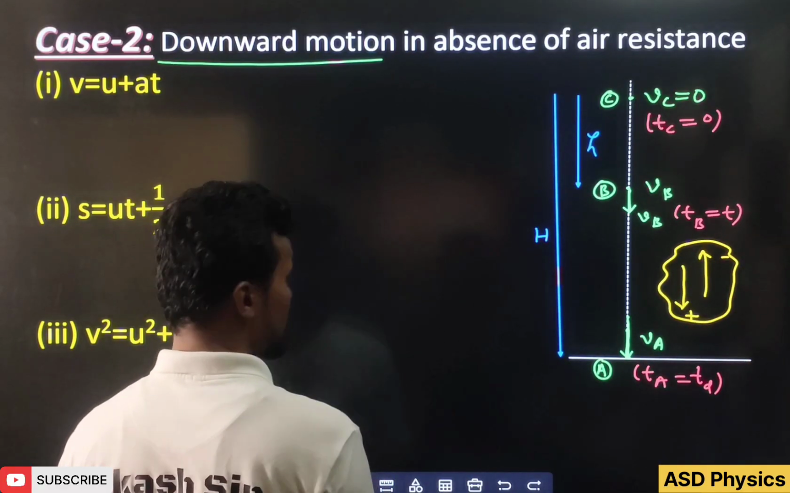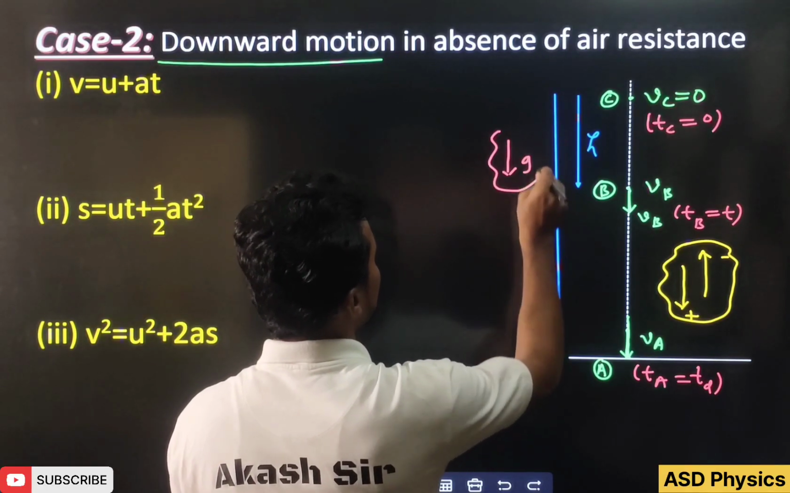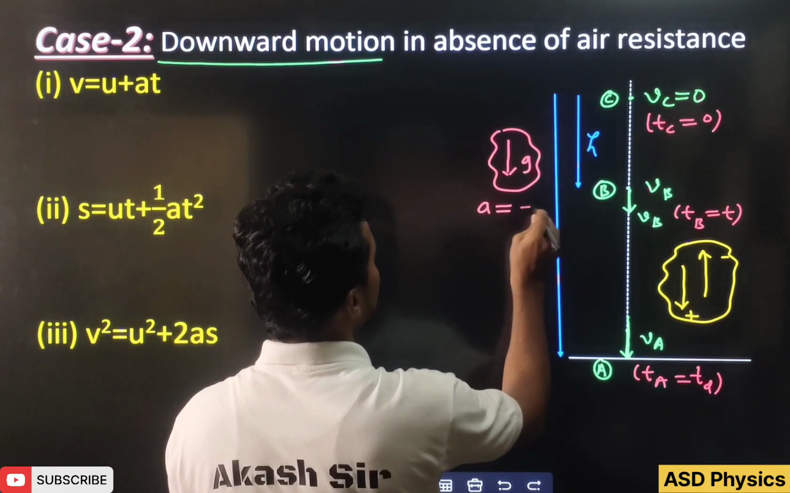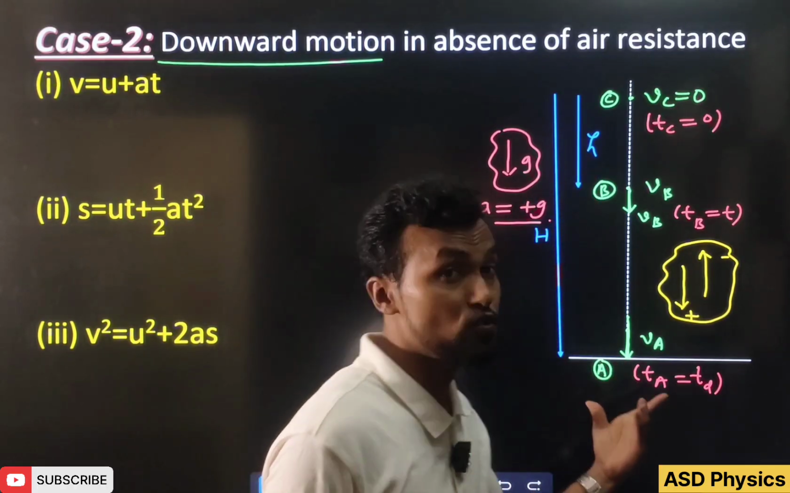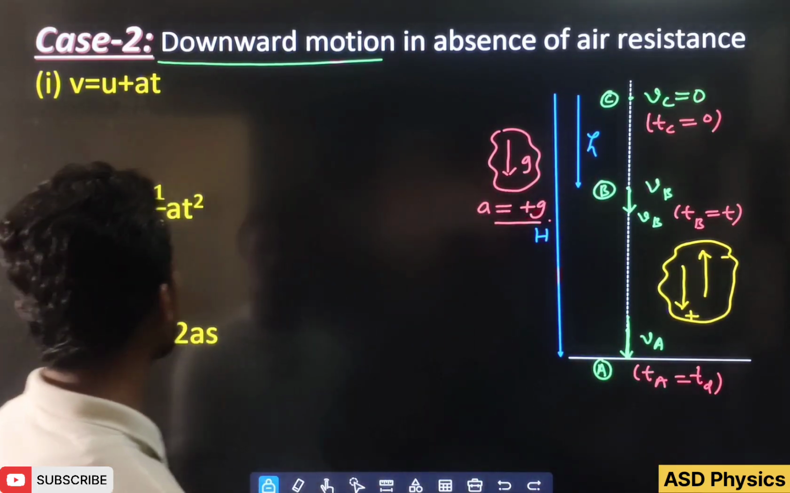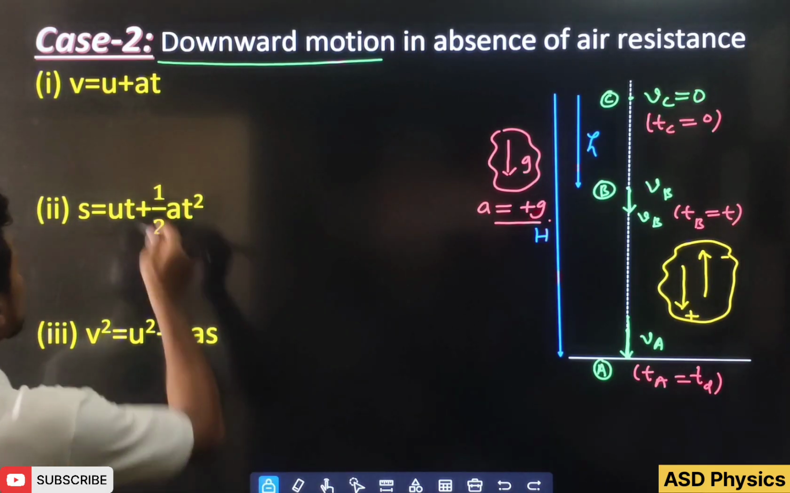And if I talk about gravity, in which direction will it act? The gravity will act in the downward direction. That means here a will be, downward positive, so a will be plus g. So this diagram is very, very important, then only we can write the equations. Okay, so here the first equation I am just going to write.